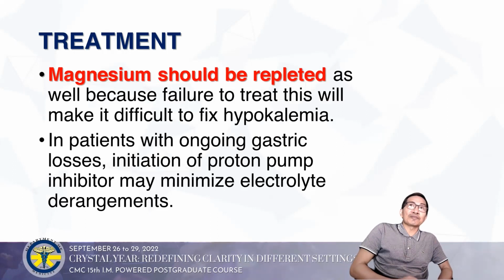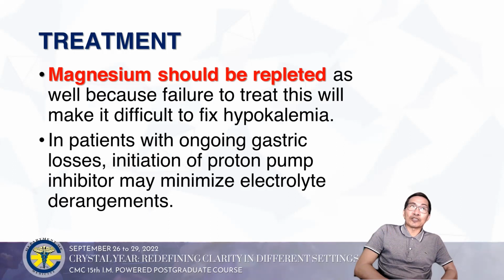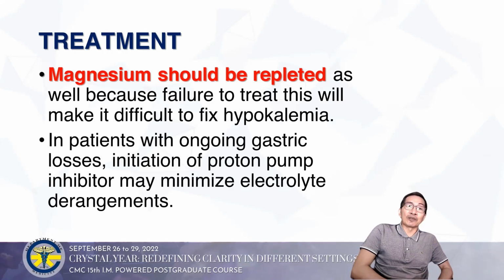Now, outside of just treating the potassium, one thing very important when you talk about hypokalemia is that it's not only the potassium that you should be worried about. Magnesium has to be checked and should be repleted as well because failure to treat this will make it very difficult to fix the hypokalemia. In patients with ongoing GI losses, an initiation of your proton pump inhibitor may minimize your electrolyte derangements.